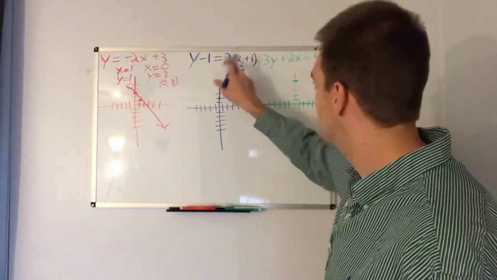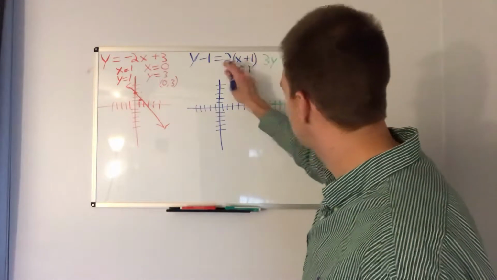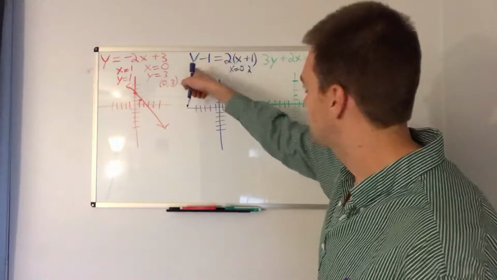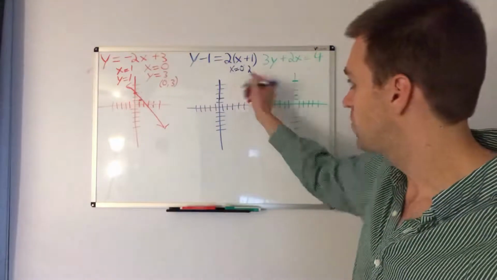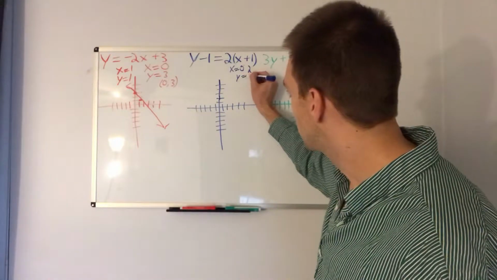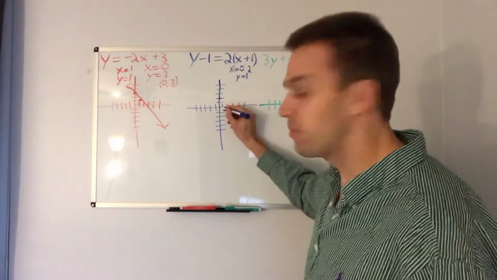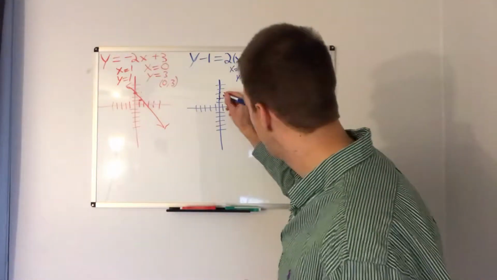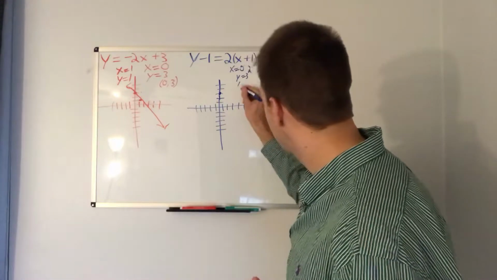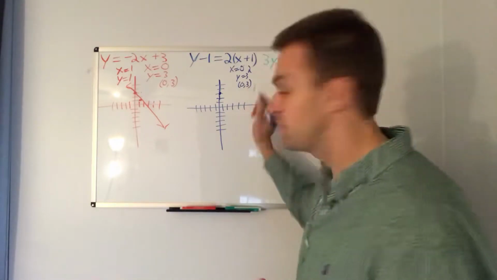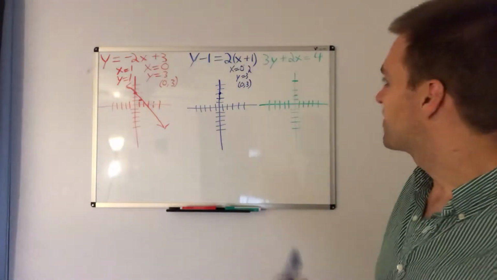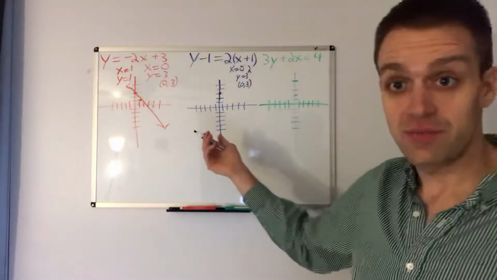So if x is 0, we have 2 on this side, 2 times 1 is 2, and we're going to solve for y. We're going to add 1 to both sides, and we'll get that y equals 3. So we have that point at (0, 3), which is the same point that we had on the previous line. And then we're going to go ahead and pick another number for x.